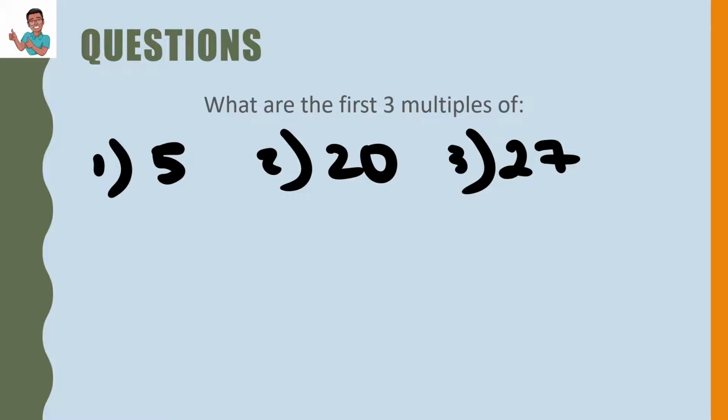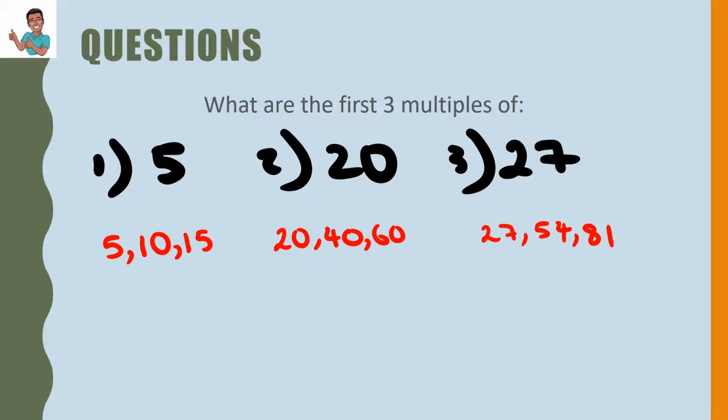Okay, let's have a look at the first one. The first one will have 5, 10, and 15. The second one would have 20, 40, 60. And the third one will have 27, 54, and 81.